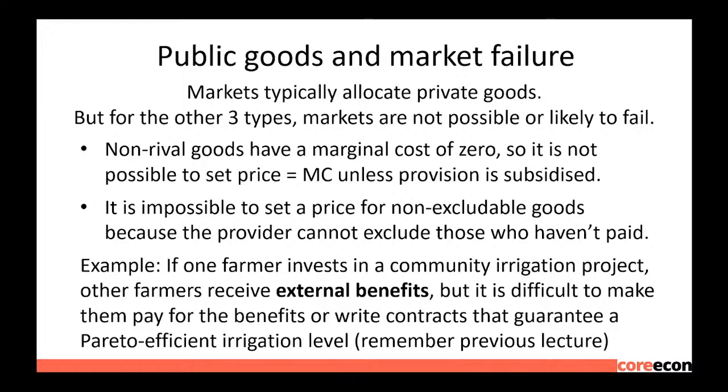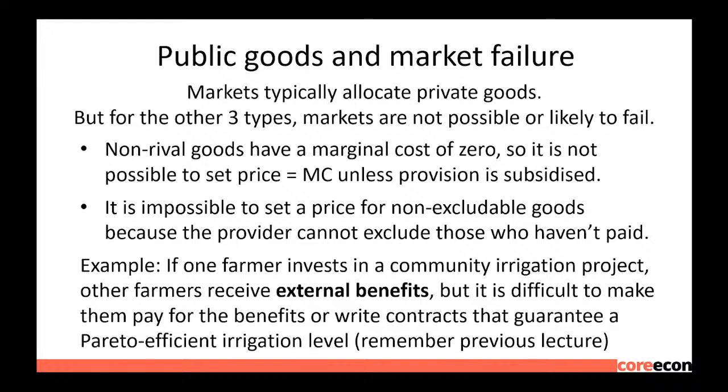It is impossible to set a price for non-excludable goods because the provider cannot exclude those who haven't paid. That's by definition. So, for example, if one farmer invests in a community irrigation project, so this resonates with what we discussed in the previous lecture, other farmers receive external benefits.